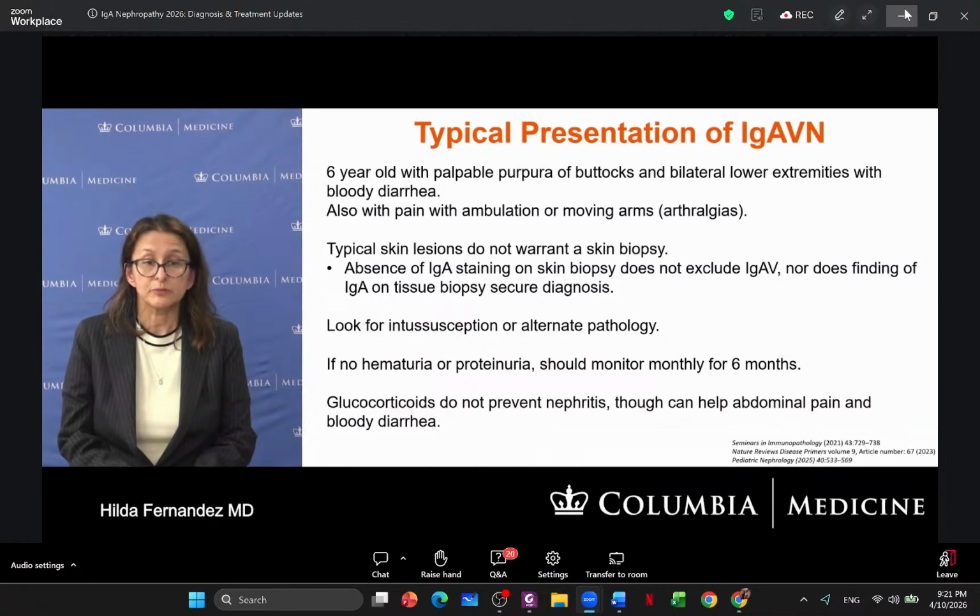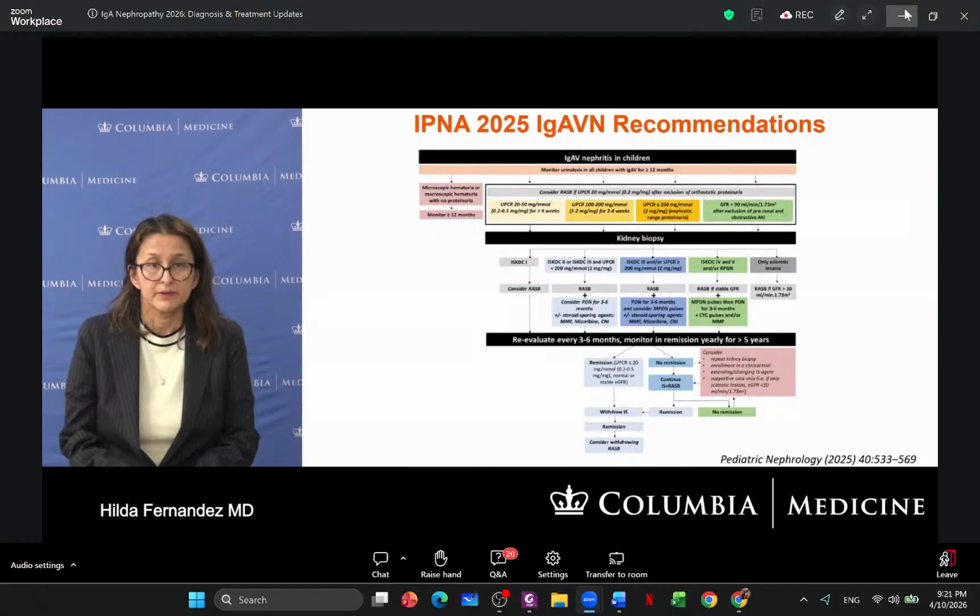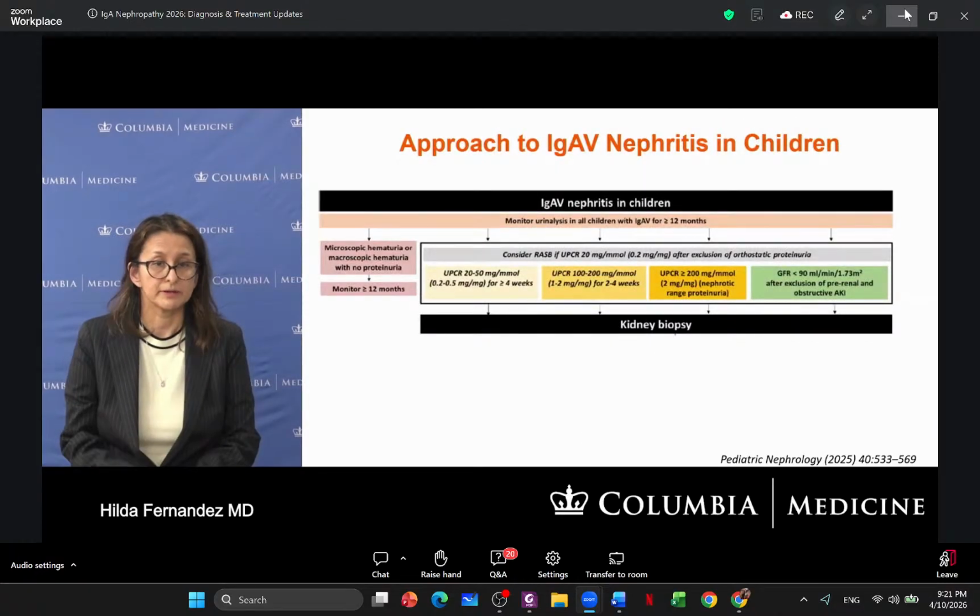If there's no hematuria or proteinuria, you should continue to monitor monthly for 6 months. That's evaluating urinalysis, UPC, and blood pressure, and you can continue to follow them for up to a year. Treating, as I mentioned before, the symptoms of bloody diarrhea and abdominal pain has not been shown to prevent nephritis, but can help with pain. So again, we have our IPNA recommendations for vasculitis with nephritis, and we're going to talk a little bit about each of these.